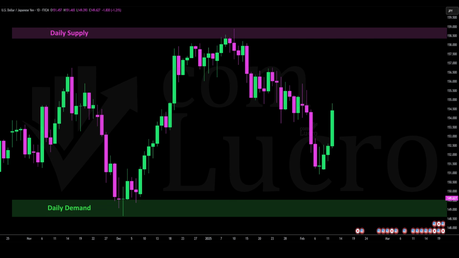Here we have USD/JPY on the daily time frame. On this higher time frame, the only thing we want to mark on the chart is the key supply and demand zones near the current price.